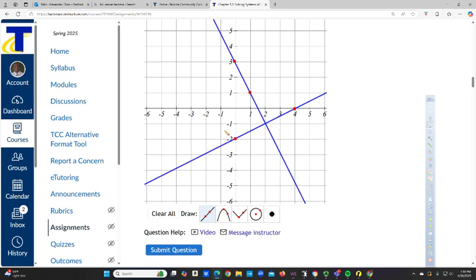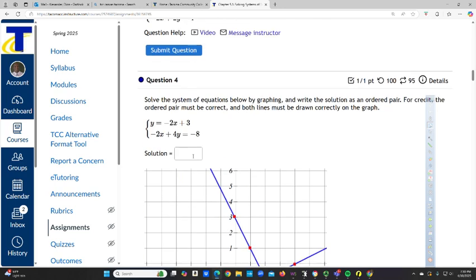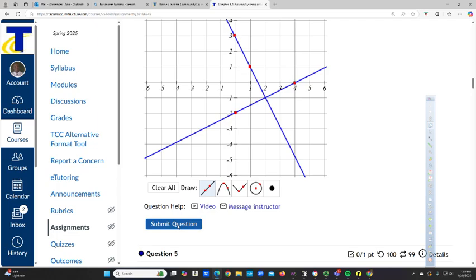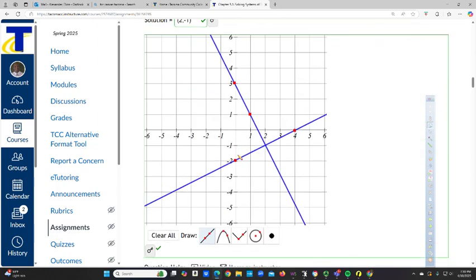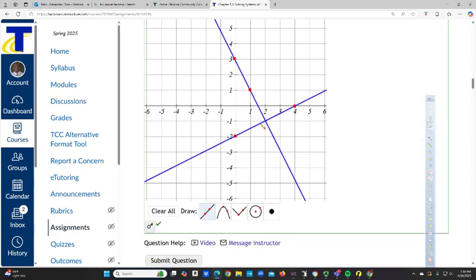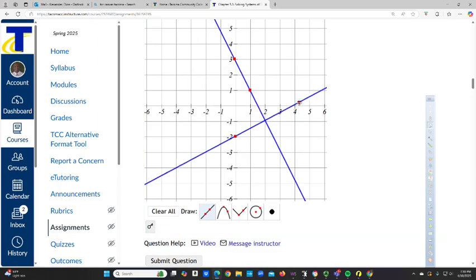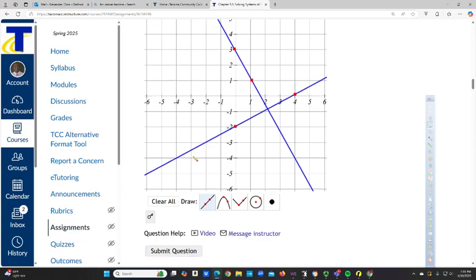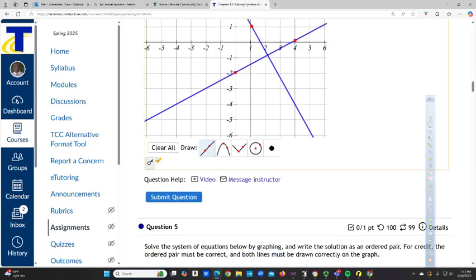Wow, this is pretty good. So I'm going to go with (2, -1), right? And now we got to see if it's going to accept this, which more than likely, oh wow, I'm surprised it did. So typically, if it wouldn't have accepted this, so let's just say I was off slightly, because sometimes if you don't get these points right on, it's not going to accept it.